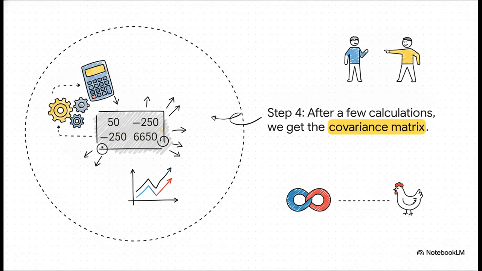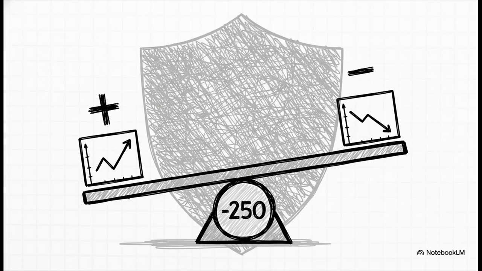Now, I know this might look a little intimidating, but it's actually pretty easy to read. The numbers on the diagonal are just the variances of each stock with itself. The number we really care about is the other one. And that number is -250. So what does that little number tell an investor? Well, that minus sign is everything.